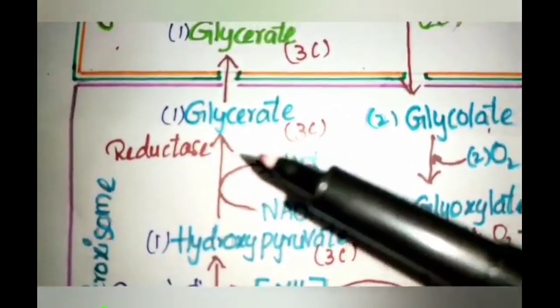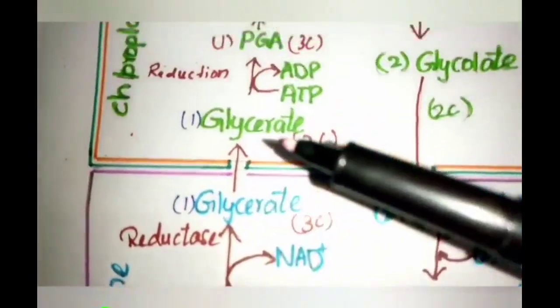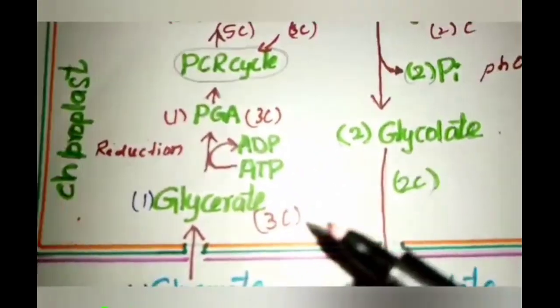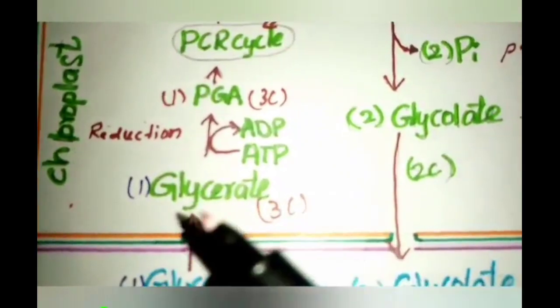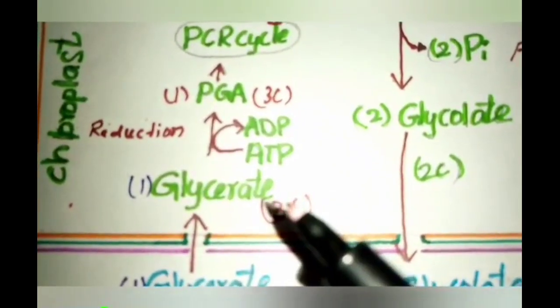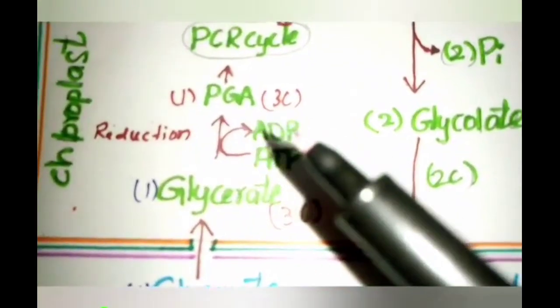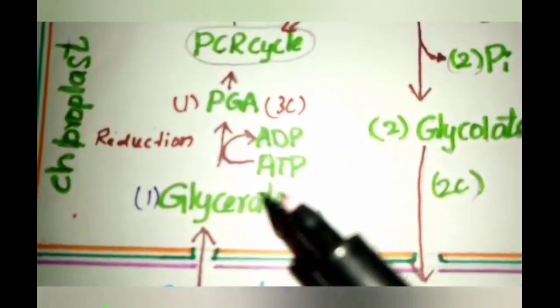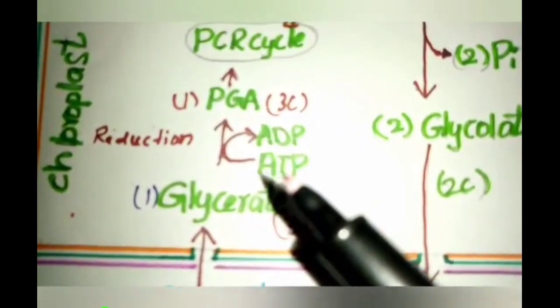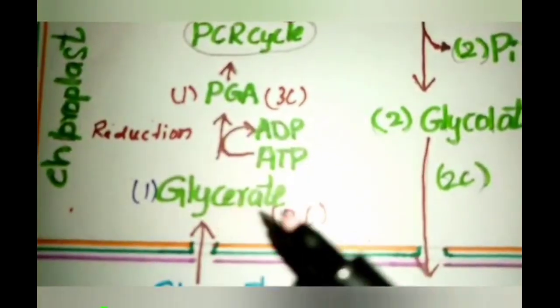Glycerate. The glycerate is transferred from the peroxisome into the chloroplast. The glycerate consists of 3 carbons each. The 1 mole of glycerate is present. Then the glycerate is going to convert into phosphoglyceric acid, by utilization of ATP, which becomes ADP. When inorganic phosphate is added to the glycerate, it becomes phosphoglyceric acid.